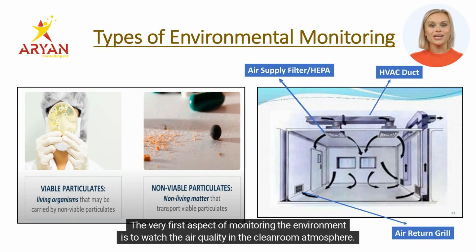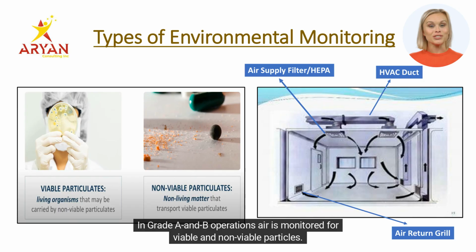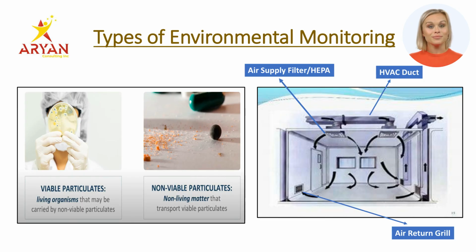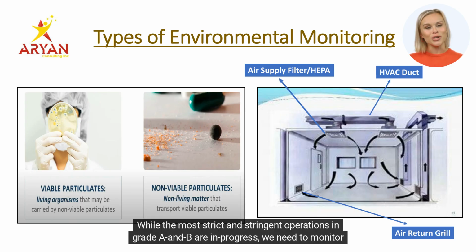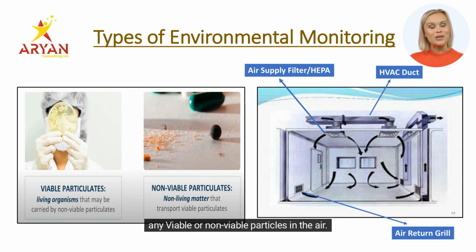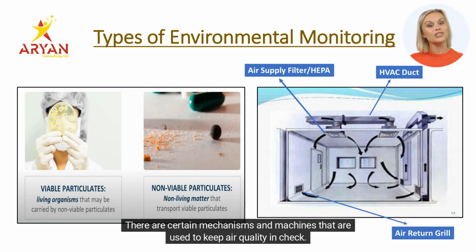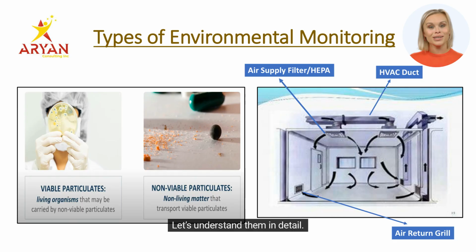The very first aspect of monitoring the environment is to watch the air quality in the cleanroom atmosphere. In Grade A and B operations, air is monitored for viable and non-viable particles. In terminology class, we have already learned what viable and non-viable particles are. While the most strict and stringent operations in Grade A and B are in progress, we need to monitor any viable or non-viable particles in the air. There are certain mechanisms and machines that are used to keep air quality in check. Let's understand them in detail.